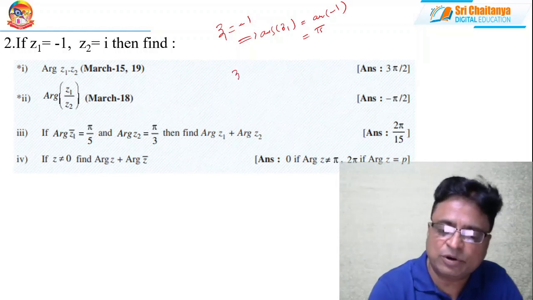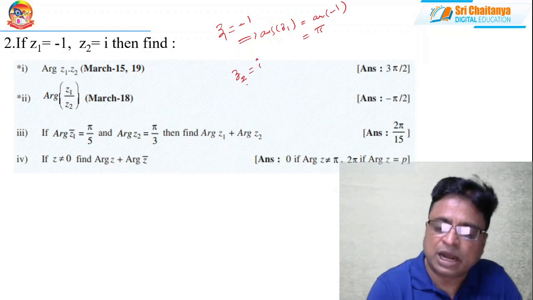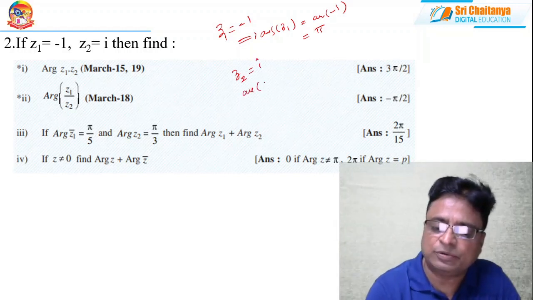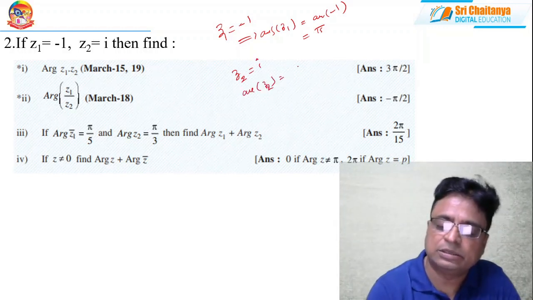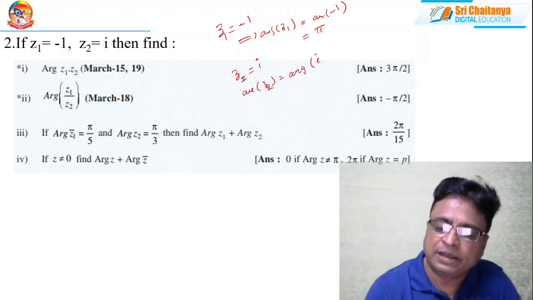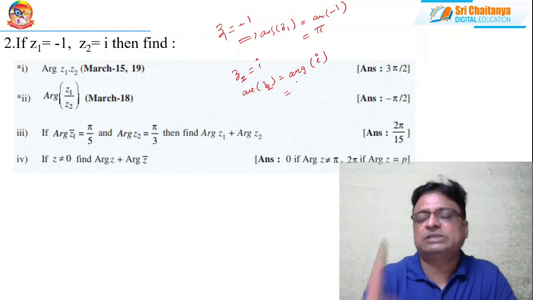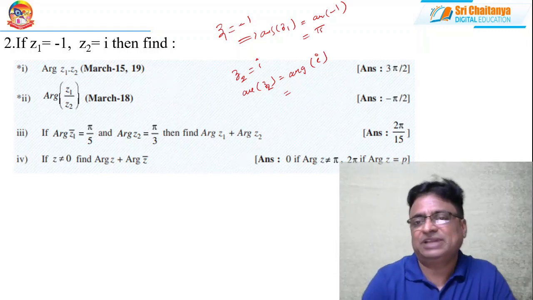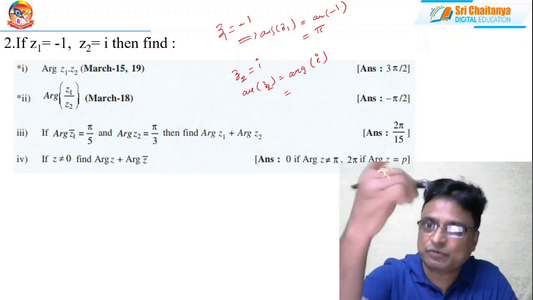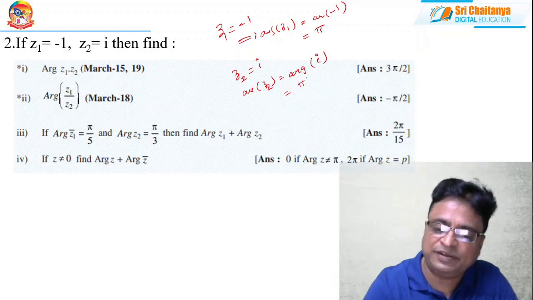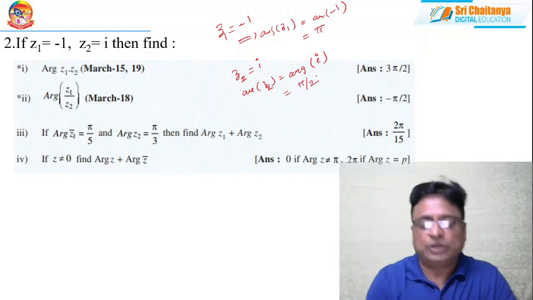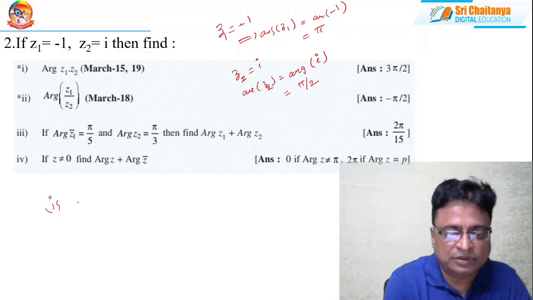And Z2 is equal to what? i. So arg Z2 is equal to arg i. It is purely imaginary and moreover the imaginary part is positive. That is, it is on the y-axis only, the positive y-axis only. So the argument of i is what? Pi by 2.